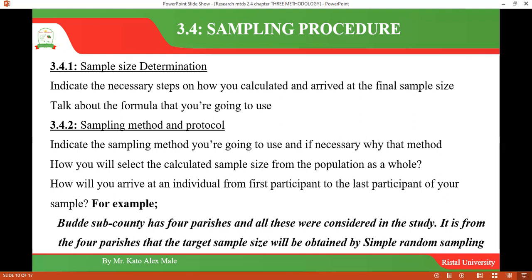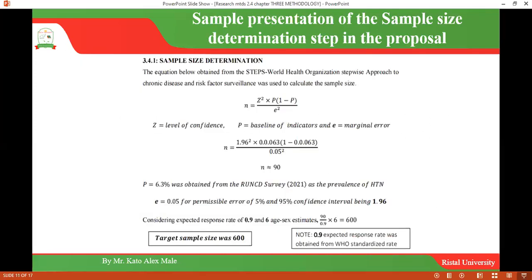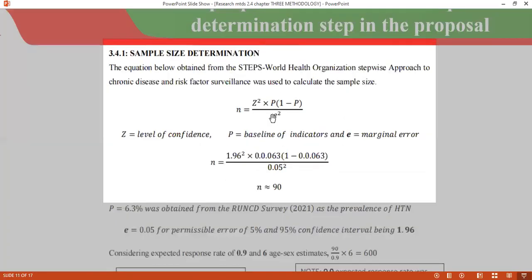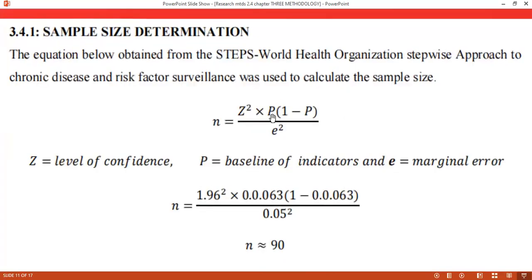Then that is how I gave this sample on how you can present 3.4.2. But again, to present 3.4.1, I gave also this sample presentation of the sample size determination step in the proposal. How you can bring up this step? I will write 3.4.1 and then write sample size determination. You get it? Let me try to zoom in a bit such that members can see very well. Good. Yes, I guess members can see.